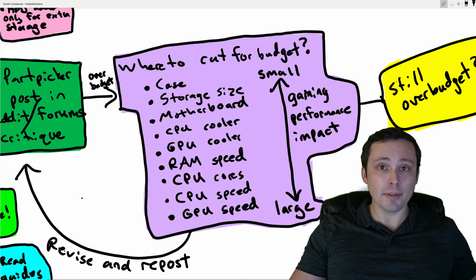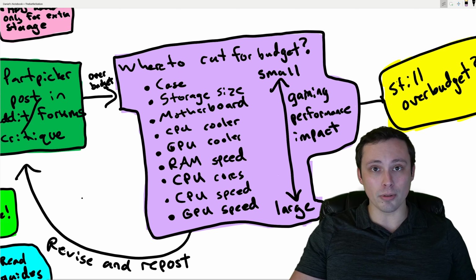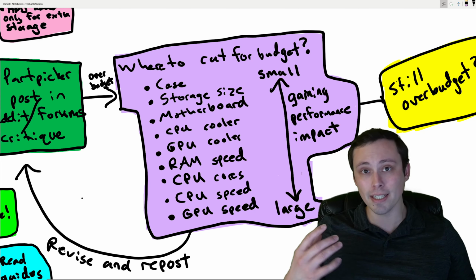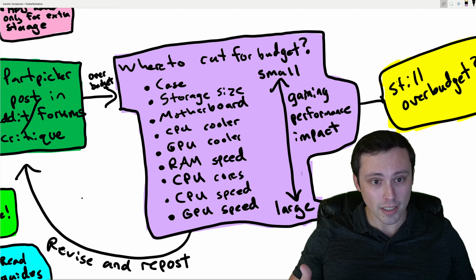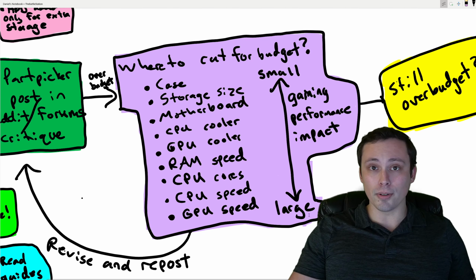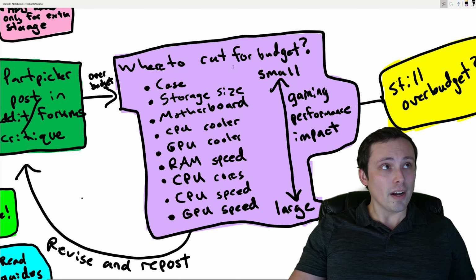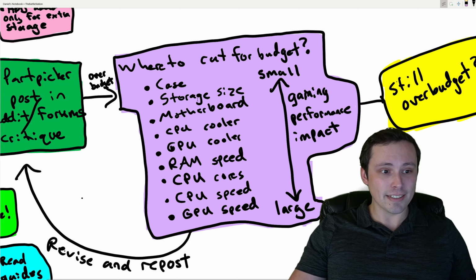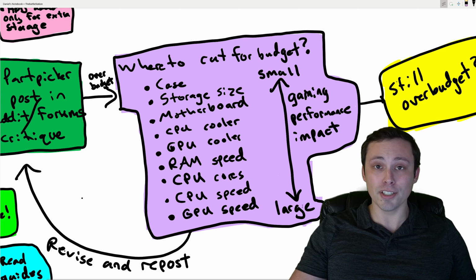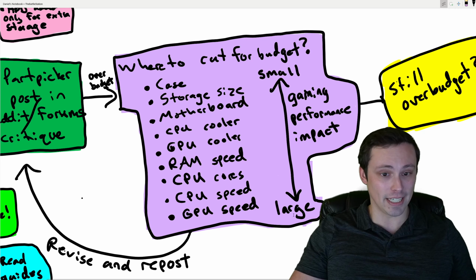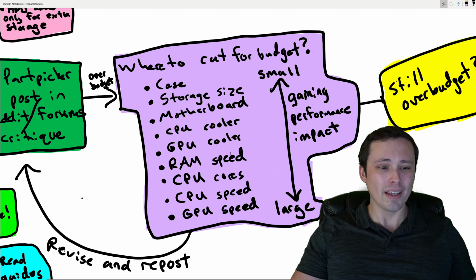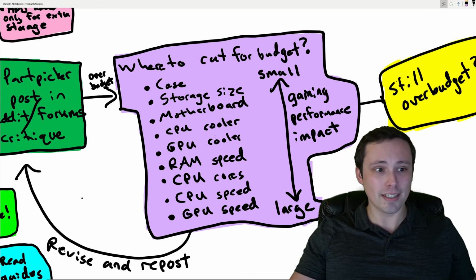So all of these components can be cut down to lower priced ones, but each of those will have an impact on your gaming performance, but some less so than others. So this is a tier list of kind of what you can cut, and the farther you go down this list, the larger decrease you'll get to the gaming performance of your computer. And again, this might be oversimplified, but here's the basic idea.